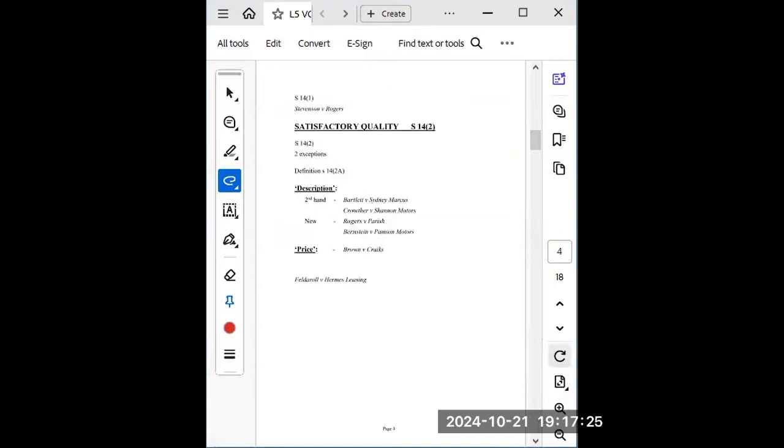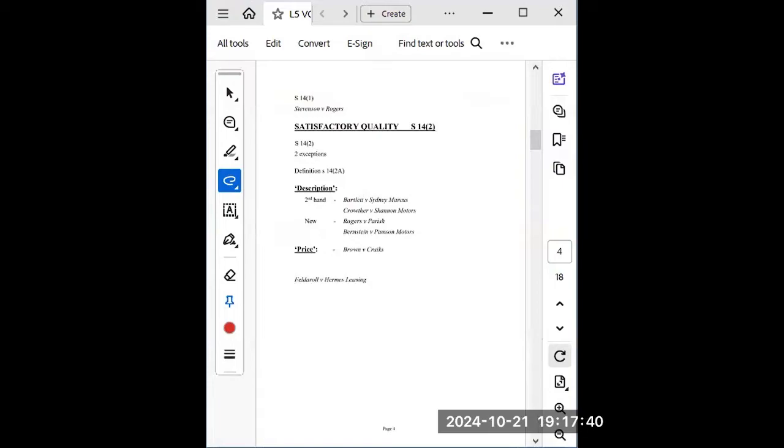We then looked at section 14. As you know, section 14 only kicks in if the seller sells in the course of business. But selling in the course of business is given a very wide meaning.